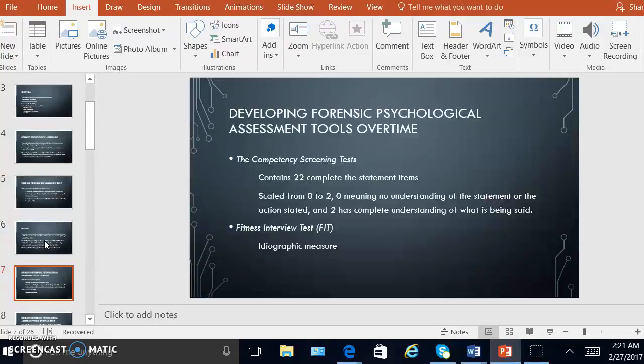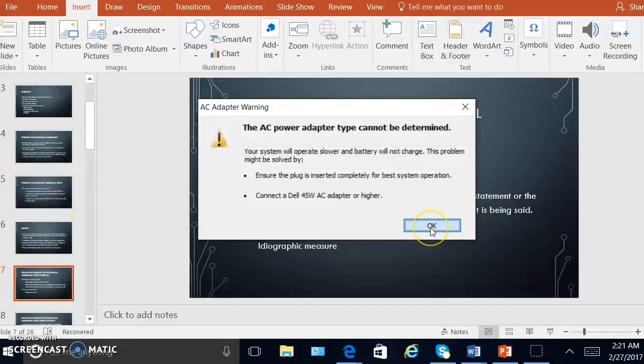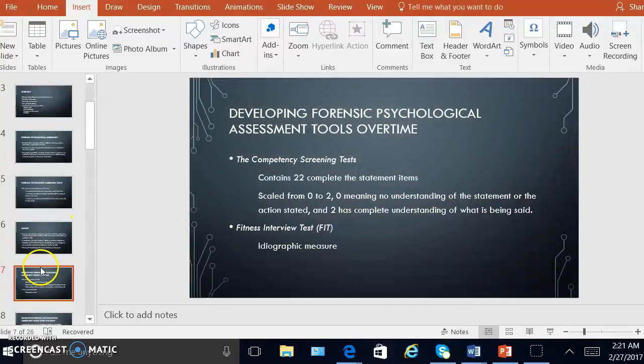So you might have a sentence of, the jury is here to, and the person can say, decide if I'm guilty or not, which means they would get a 2 because they understand why the jury is there. Or the jury is here to hang me, which means that they would score a 0 because they don't understand why the jury is there and what their abilities are.